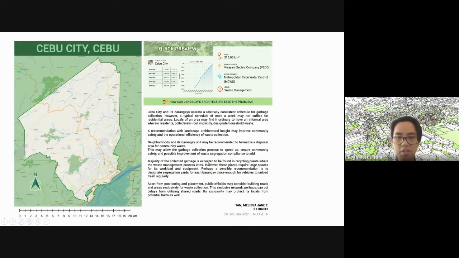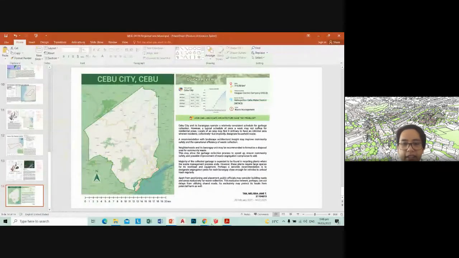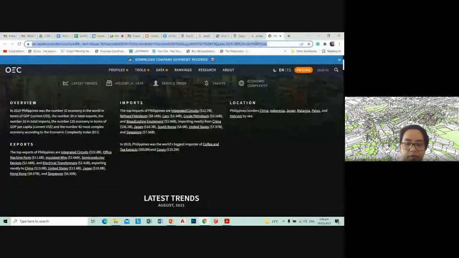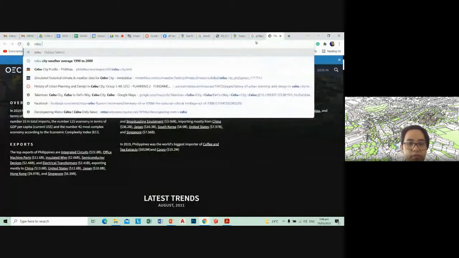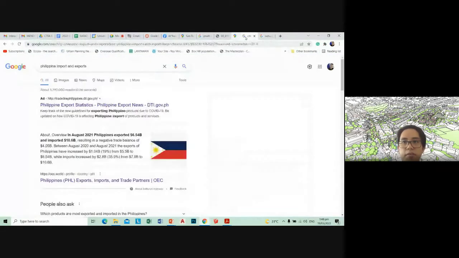Majority of the collected garbage is expected to be found in recycling plants where the waste management process ends, however, these plants require large spaces, etc. Okay, so it's kind of timely that we're talking about waste management here. This is for Cebu City, and this is really one of the major causes, what do you call this, of urban decay. So if we look at, let me see, let's open up Cebu City. We close these other ones.